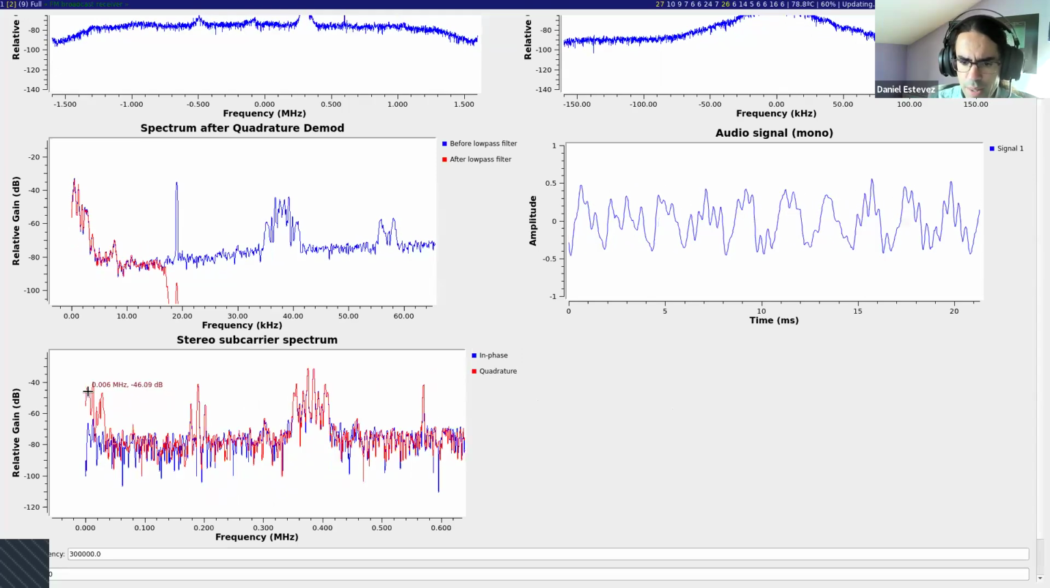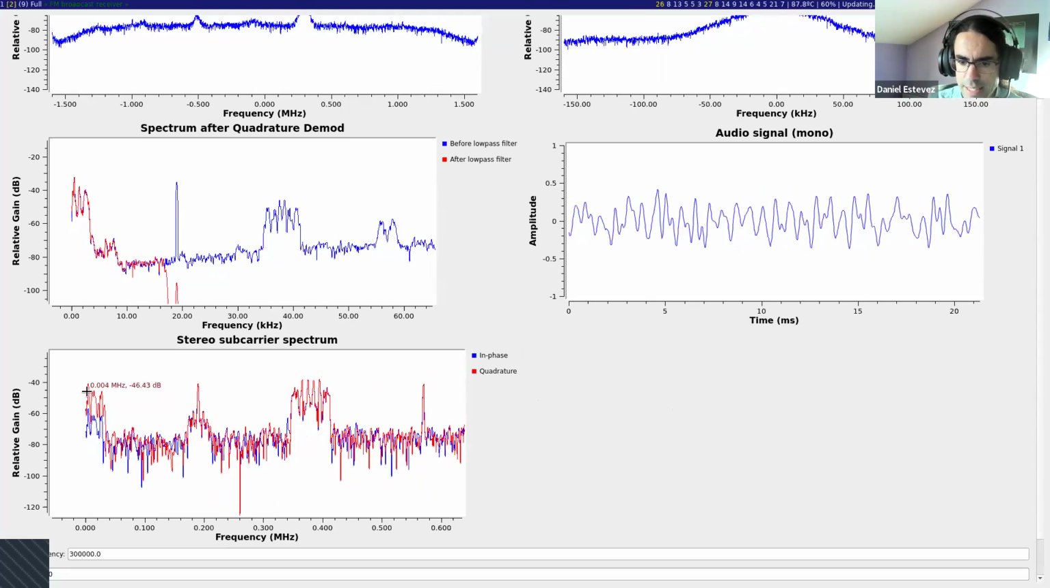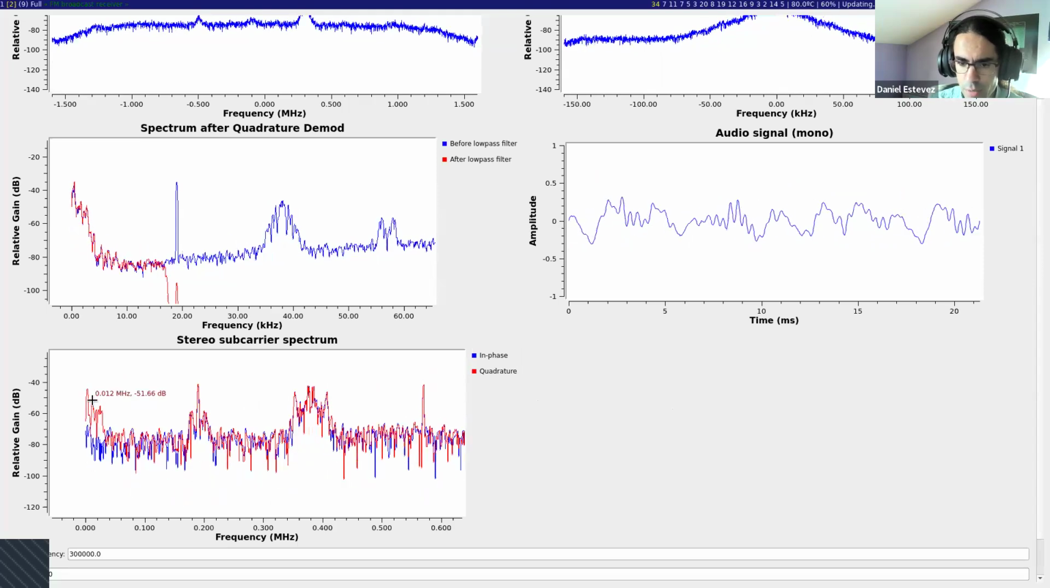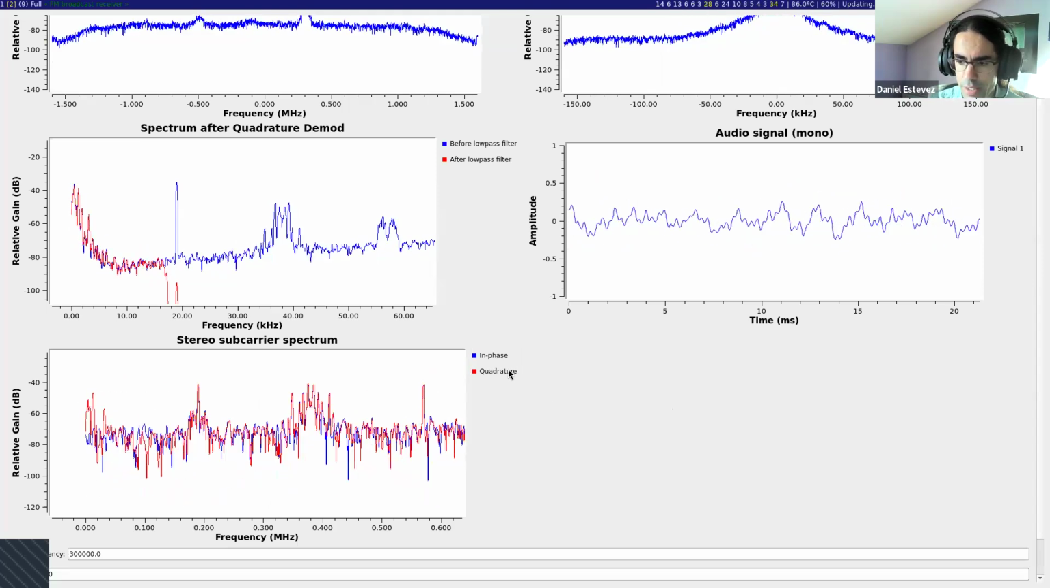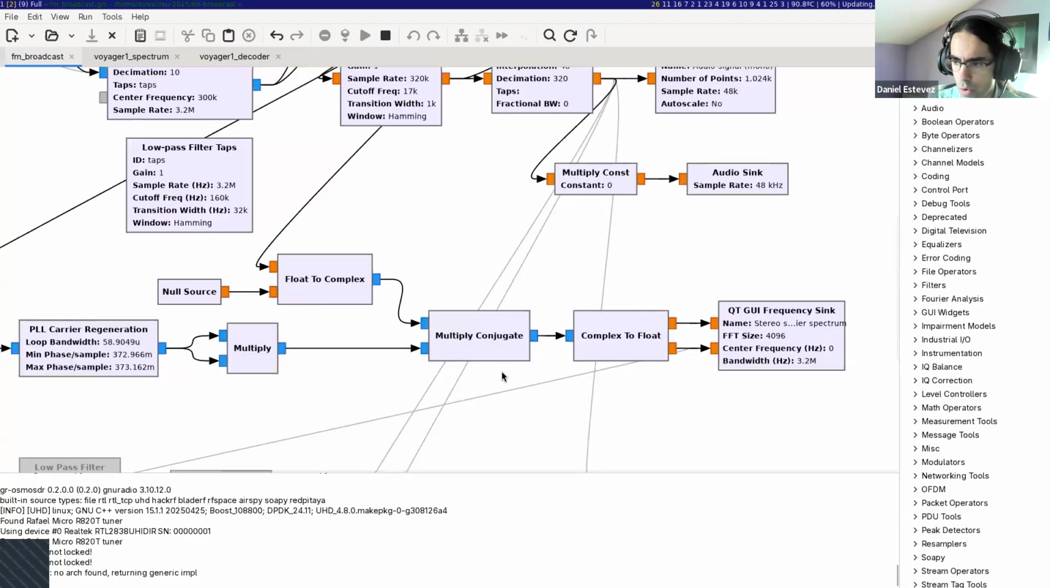So what I mean by all of this is that the signal we want, the audio signal we want, is this red thing. It's on the quadrature, or the imaginary part. So we are going to take this imaginary part and do something with it.